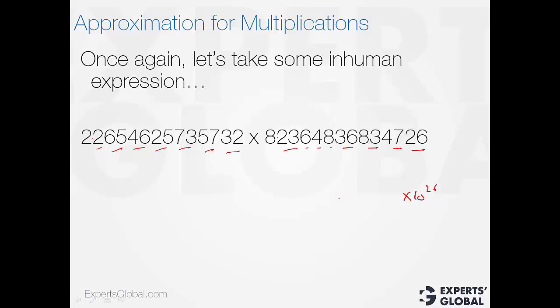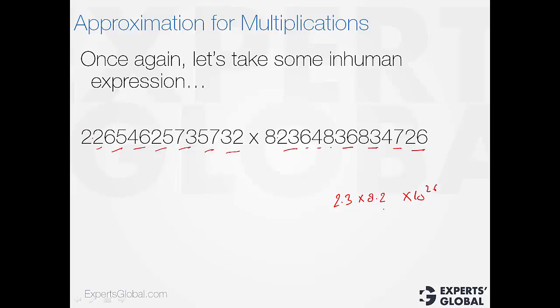I rounded off one on the higher side. I will round off the other on the lower side to just have some sort of a balancing thing. 2.3 into 8.2 into 10 raised to power 26. I can actually solve it, or I can go for approximation again.